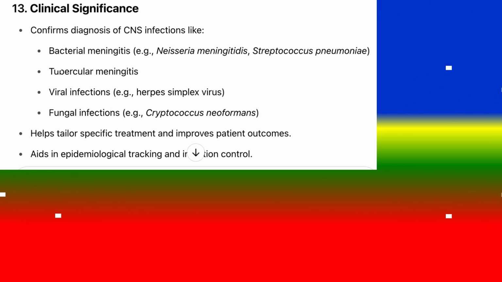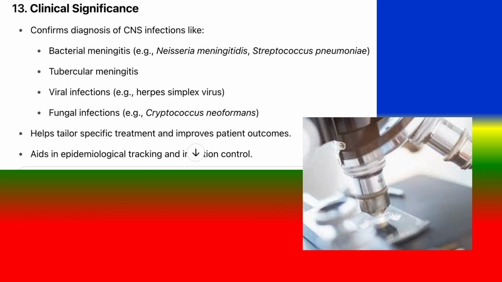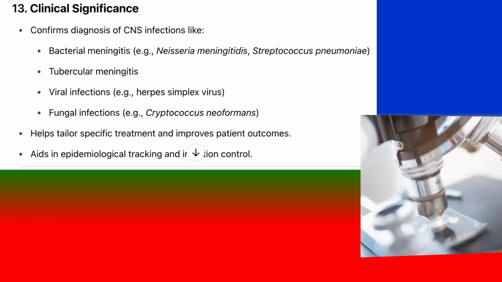13. Clinical significance. It confirms diagnosis of CNS infections like bacterial meningitis, e.g., Neisseria meningitidis, Streptococcus pneumoniae, tubercular meningitis, viral infections, e.g., herpes simplex virus, fungal infections, e.g., Cryptococcus neoformans. It helps tailor specific treatment and improves patient outcomes, and aids in epidemiological tracking and infection control.